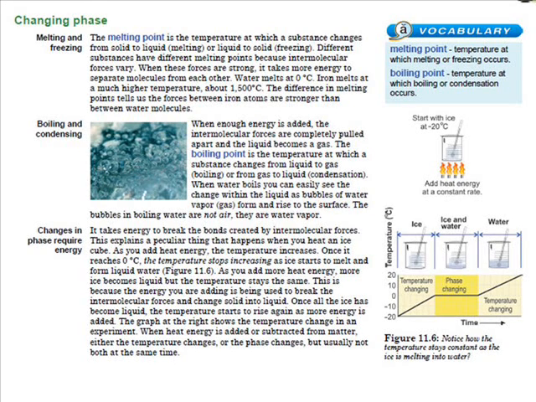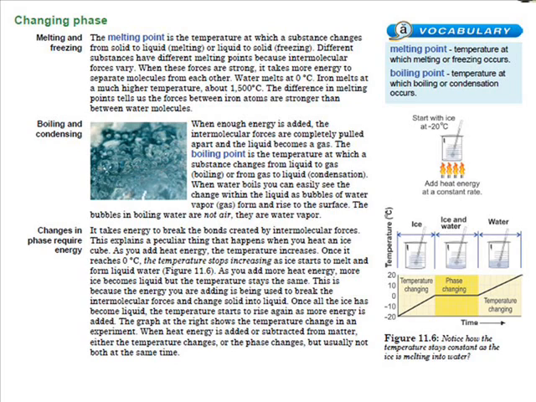This explains a peculiar thing that happens when you heat an ice cube. As you add heat energy, the temperature increases. Once it reaches 0 degrees C, the temperature stops increasing as the ice starts to melt and form liquid water, figure 11.6. As you add more heat energy, more ice becomes liquid, but the temperature stays the same. This is because the energy you are adding is being used to break the intermolecular forces and change solid into liquid. Once all the ice has become liquid, the temperature starts to rise again as more energy is added.